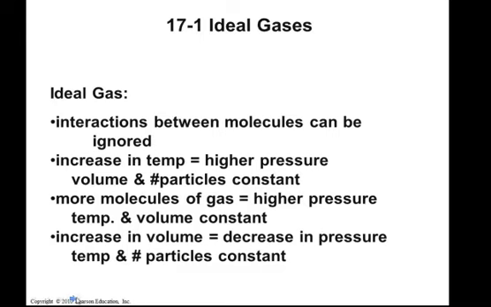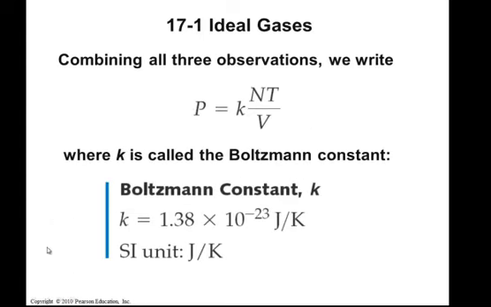So we can take all those relationships and put them together in one. We said that as the number of molecules increased, the pressure would increase. As the temperature increases, the pressure would increase. And as the volume increased, the pressure would decrease. So we could put those all together, and k is going to be some kind of a constant of proportionality. That constant is called the Boltzmann constant, and the Boltzmann constant is 1.38 times 10 to the negative 23rd joules per Kelvin. You're going to be using this constant in some of your problems.